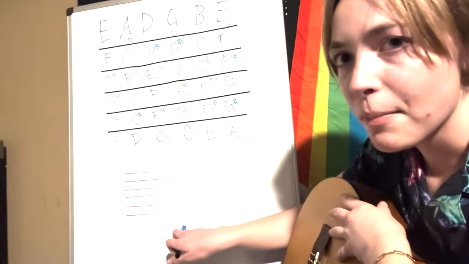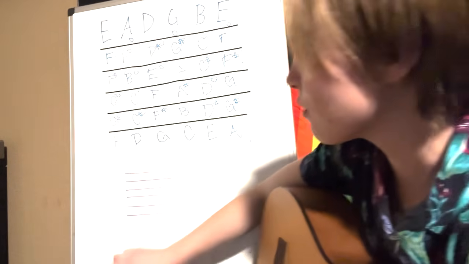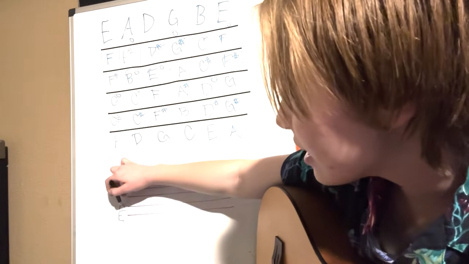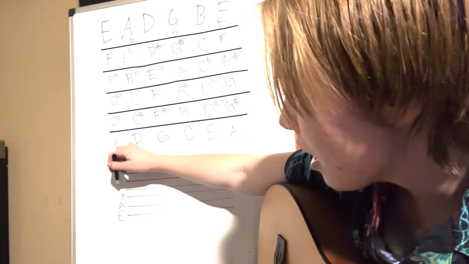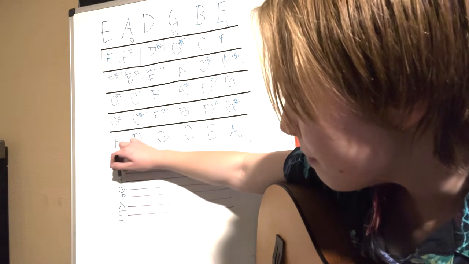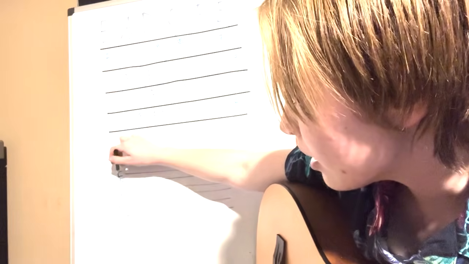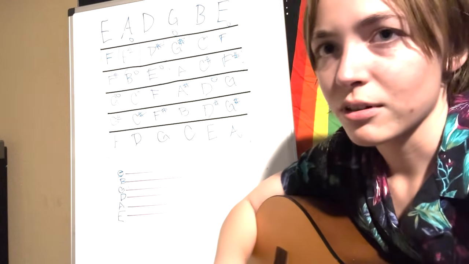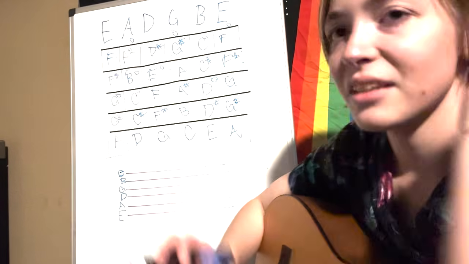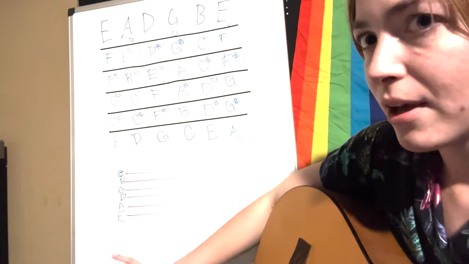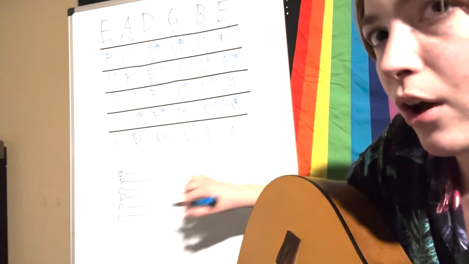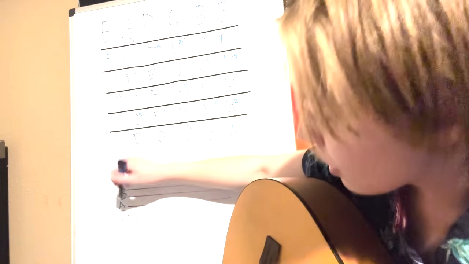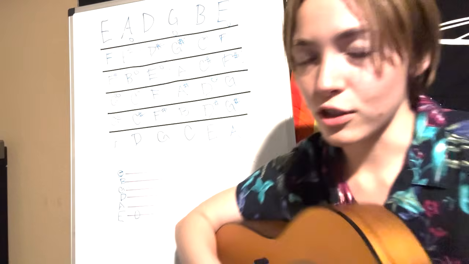This is tab. There are 6 lines, one for each of the strings. So this bottom line represents the E string. The next line is the A string. Next line is the D string. The next line is the G string, B, and then the high E. That doesn't look super clear, but you know. So how we read tab is I'll put a number on the string where you're supposed to play it. So if I put a 0 on the E string, that means you play the open E.